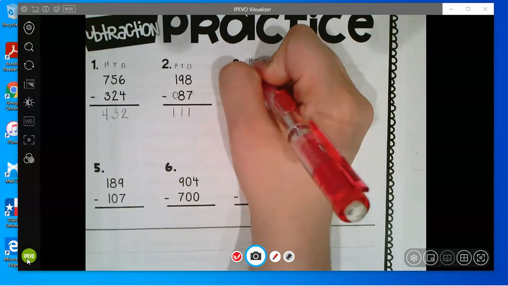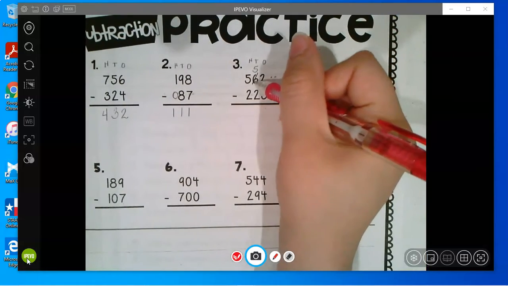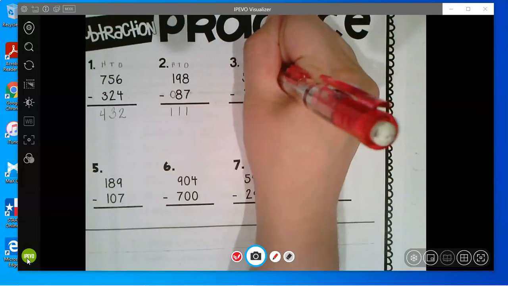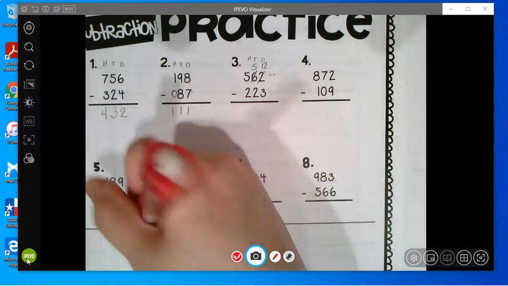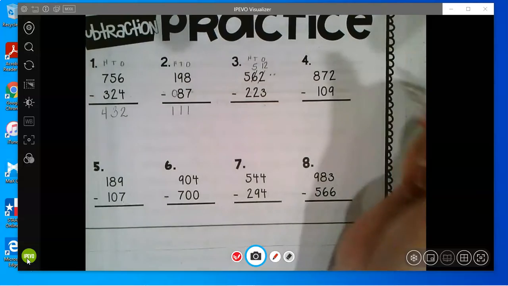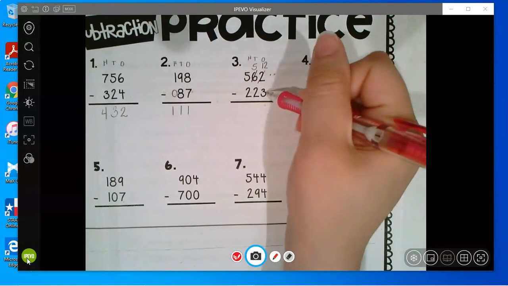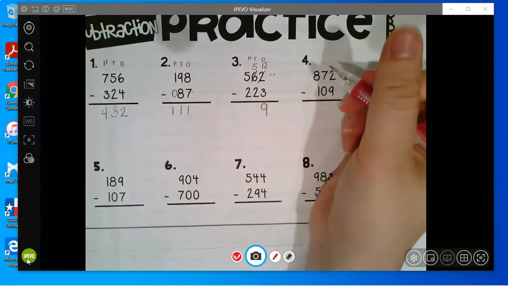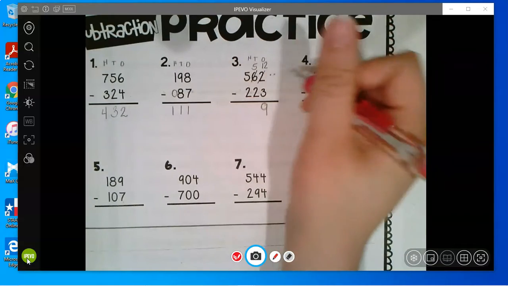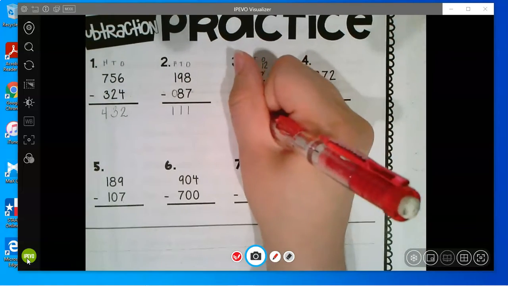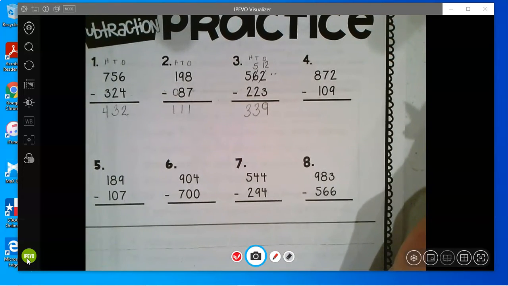So that means I'm going to have 5 left, and that 10 long comes over here, and I'm adding 10 to the 2, so that makes 12. And if you need to go on a piece of paper and draw that out, draw it out. So 12 minus 3 is 9. 5 minus 2 is 3. And 5 minus 2 is 3. So my answer is 339.